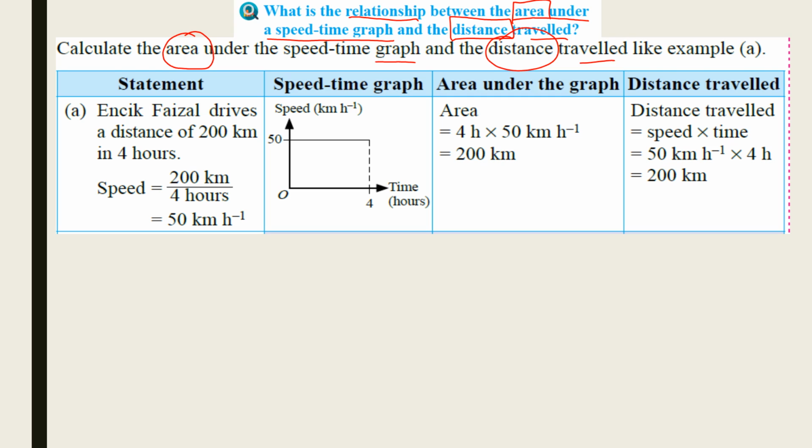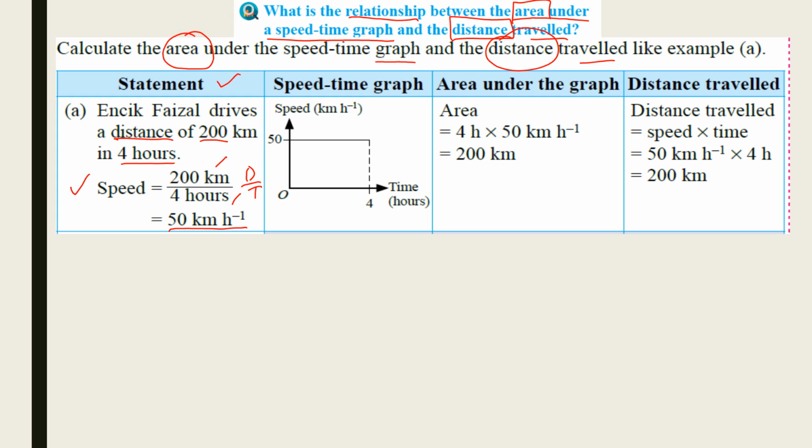Okay, look at this statement. Encik Faisal drives a distance of 200 kilometers in 4 hours. Okay, first we find the speed. So speed, the formula is distance over time. So we will get 200 kilometer divided by 4 hours. You will get 50 kilometer per hour.